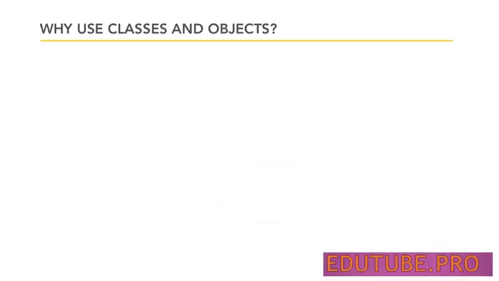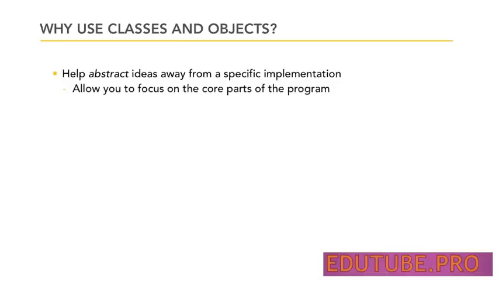So why would you use classes and objects? Well, using classes and objects, especially in C#, which is an object-oriented language, really makes it easier to maintain and build applications. First, it helps abstract ideas away from a specific implementation, which allows you to focus on the core parts of the program. Since the .NET framework provides a whole bunch of classes that cover common areas of functionality that you don't have to write yourself, you can focus on building the specific parts of your program that are only pertinent to your business logic. You can then reuse all the classes that .NET provides for you, which really makes developing your applications a lot faster and a lot easier.